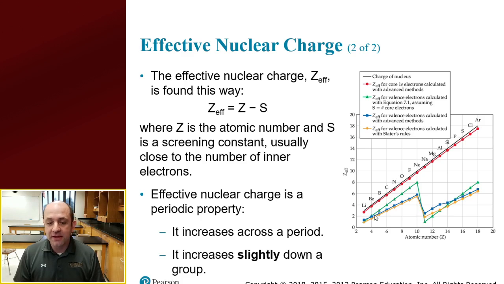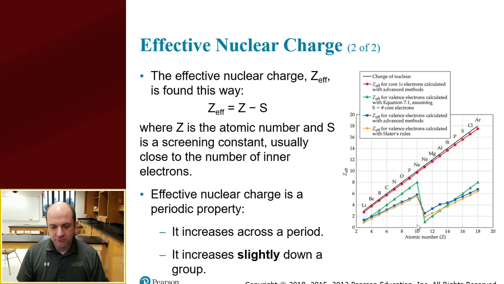But the pattern is what we're after. And regardless of the method we use, the effective charge goes up till you get to the end of the row, then it drops back down, and then it goes back up again. That's the pattern we want to see. So what we want to say here is, okay, effective nuclear charge. It increases across a period. So left to right, it goes up.